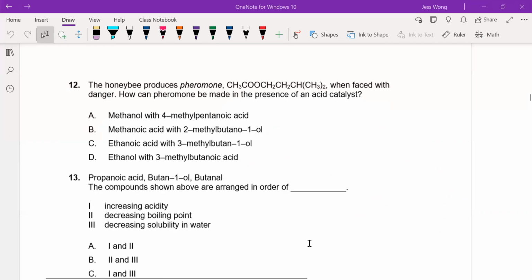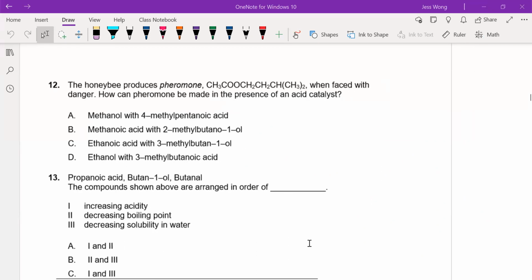Question 12. Honeybee produces this. How can this be made in the presence of an acid catalyst? So we want to make an ester. How do you know it's an ester? Look for the COO. Okay, now to make an ester, you need to cut it up so that you know what is used to form the ester. So we cut it over here where the COO is. So over here, this portion here is the acid. And this portion here is the alcohol.